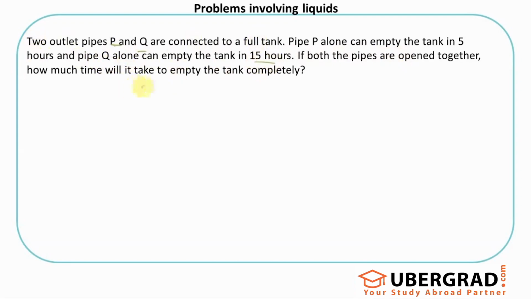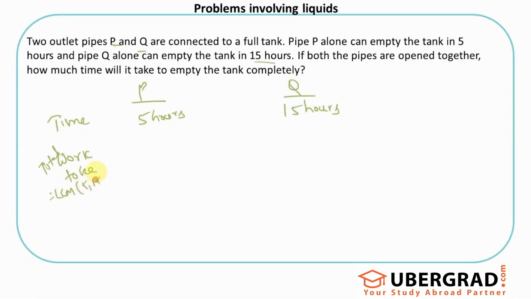So it is like basically saying P can do the work in 5 hours and Q can do the same work in 15 hours. Earlier the reference was like talking about building a wall, building a bridge, etc. Here it's more like filling the tank or emptying the tank, right? Work to be done. So I'll again assume total work. I'll take LCM of 5 and 15. So that will be 15.